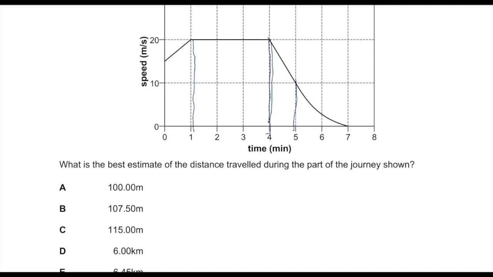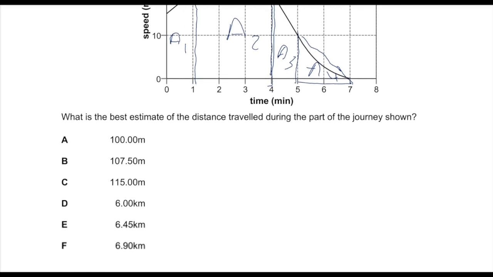So I've decided to split my graph up into 4 areas. So I've got area 1, area 2, area 3, and area 4. Area 1 and 3 are trapeziums. Area 2 is a rectangle. Area 4 is a triangle. And now I'm going to work out the areas, the distances for each of these sections.